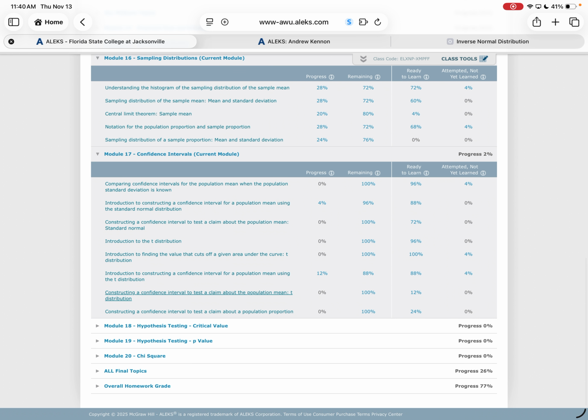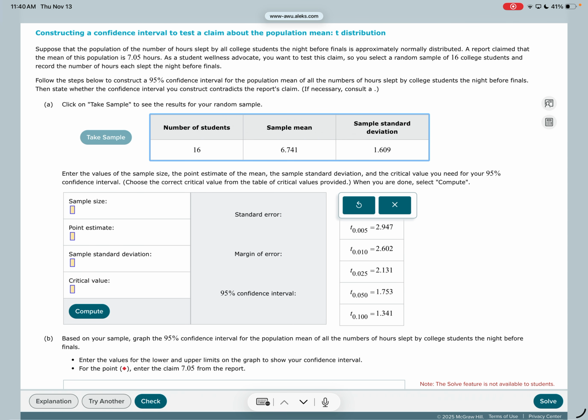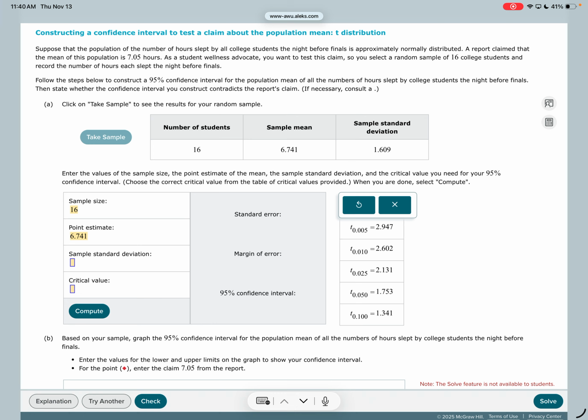Let's see, we've got 2 left here. So let's make sure we got this. Sample size, what we're doing, sleeping. How much sleep did they get before finals? 16 students slept an average of 6.741. Sample standard deviation, 1.609. 95%. So can somebody tell me, if you need to break out your phone calculator, you can use it. Tell me which T-score to use.